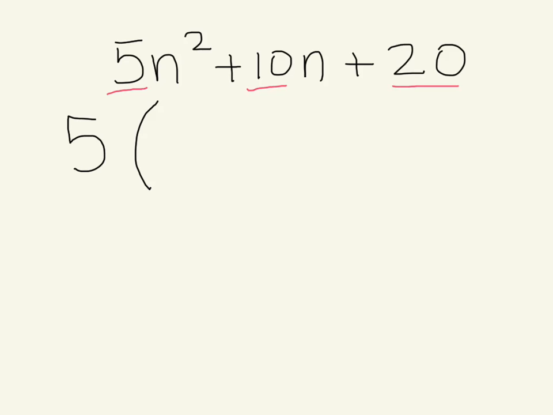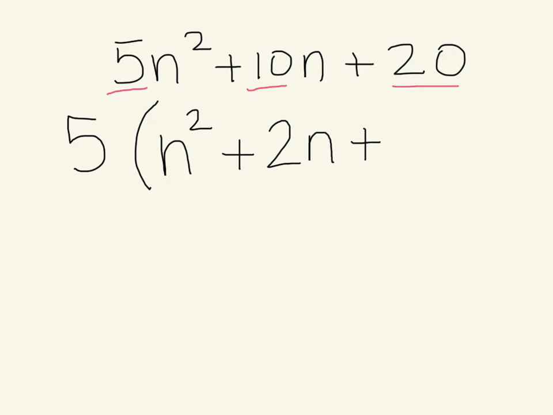Then think to yourself, now that I took that 5 out from the first term, what's left? n squared. Because if I were to multiply that by 5, what would I get? 5n squared. Now I go to the second term. To get that second term, I'd have to multiply by 2 to get 5 times 2 to give us 10. And then also don't forget that you have to multiply by n to get the full 10n.